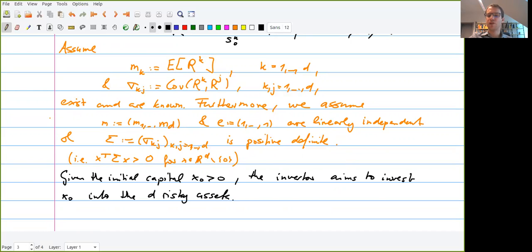So one can also include the risk-free asset in this analysis, but what we say is, okay, we have already decided how much capital we want to invest in our stock market, and now the task is actually to decide how we split up our initial capital in these de-risky assets.